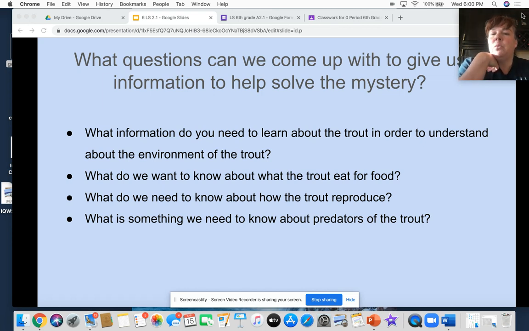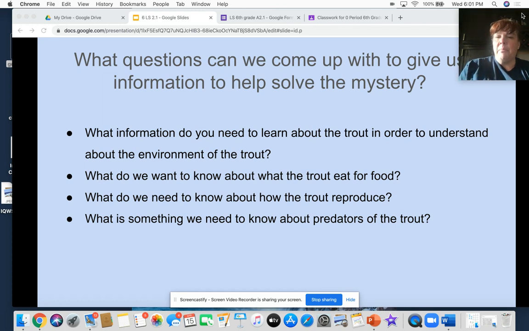What do we know about what the trout eat for food? Did something happen to their food source? I don't know. We need to ask questions about what their food is and what eats them. How do they reproduce? Could something have happened to their spawning grounds, where they lay their eggs? Fish don't have live young; they lay eggs and then they're fertilized by the male. So, did something happen with that? Did something happen to the water that they're in? Did it start moving faster? Did it stop moving as fast? What's going on? We need to ask these questions.